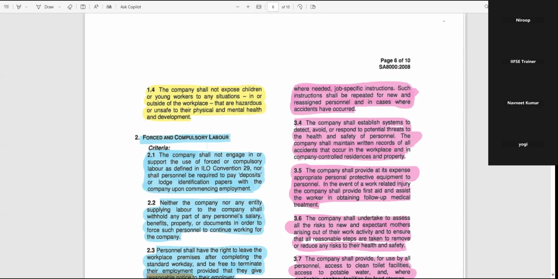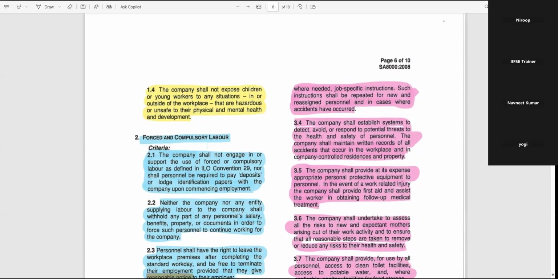Such instruction shall be repeated for new and also reassigned personnel, and in the case where accidents have occurred. So those trainings are to be repeated for the new joinees, reassigned personnel, and also where accidents have occurred. So it is nothing but retraining or refresher training has to be conducted.